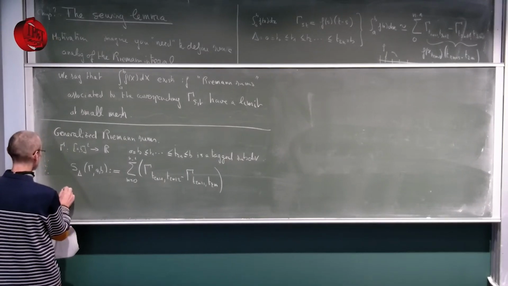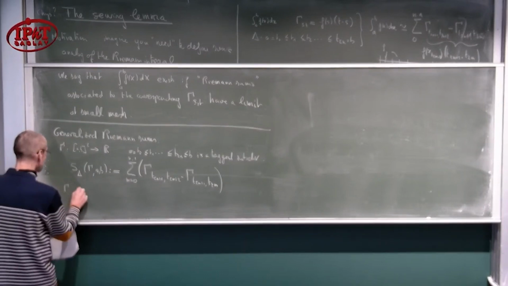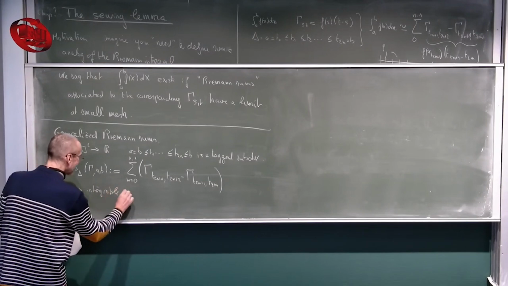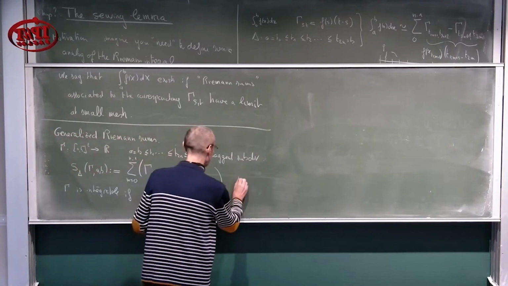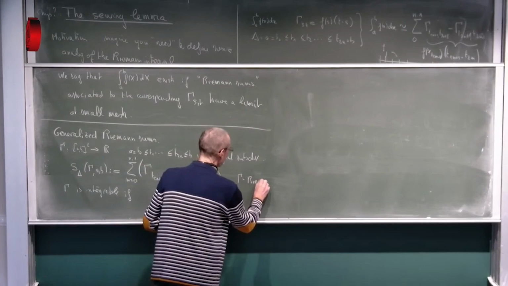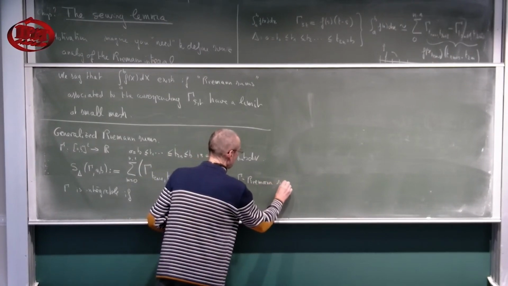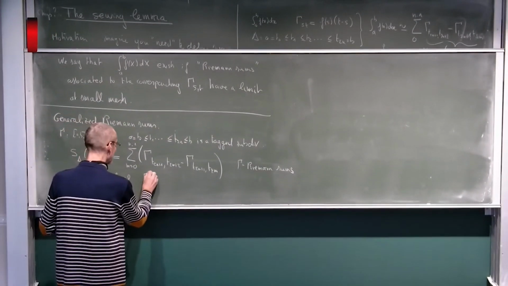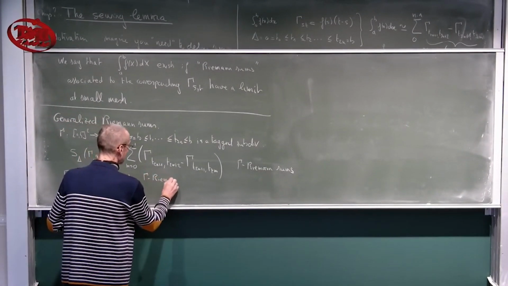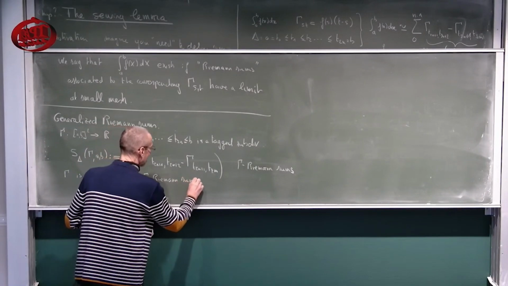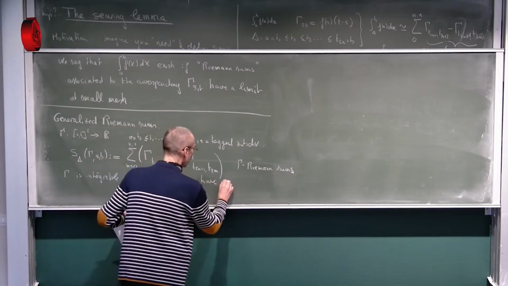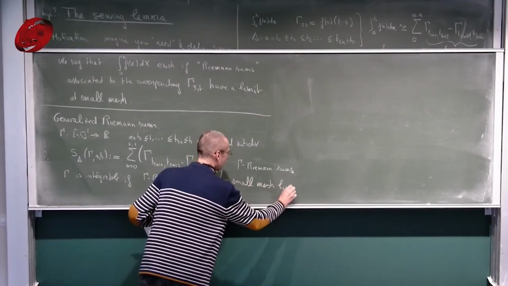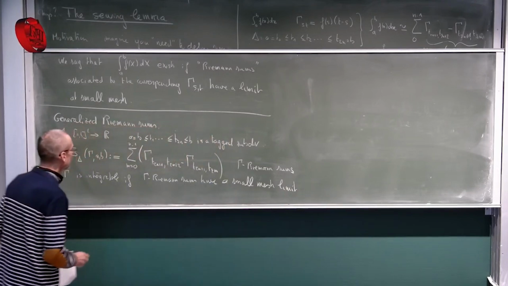And this is also a definition. Gamma is integrable, so these are called gamma Riemann sums. Gamma is integrable if the gamma Riemann sums have a small mesh limit.